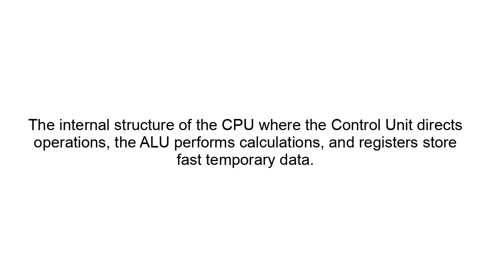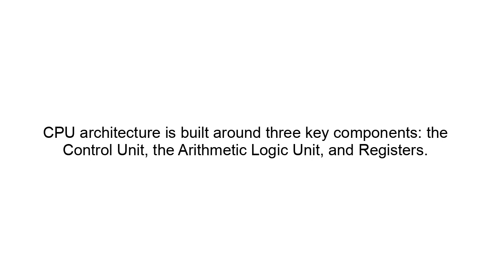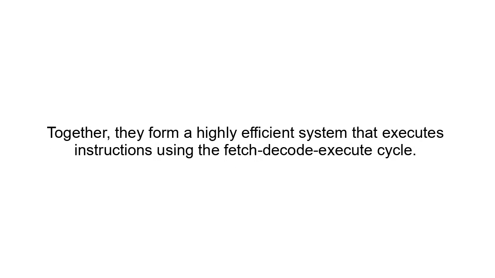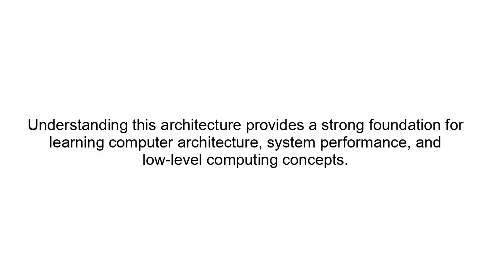The internal structure of the CPU where the control unit directs operations, the ALU performs calculations, and registers store fast temporary data. Final summary. CPU architecture is built around three key components: the control unit, the arithmetic logic unit, and registers. The control unit manages instruction flow. The ALU performs computations, and registers store immediate data needed for processing. Together, they form a highly efficient system that executes instructions using the fetch, decode, execute cycle. Understanding this architecture provides a strong foundation for learning computer architecture, system performance, and low-level computing concepts.